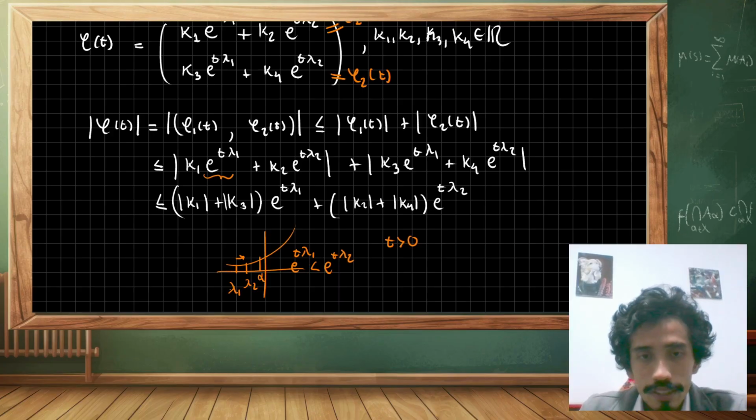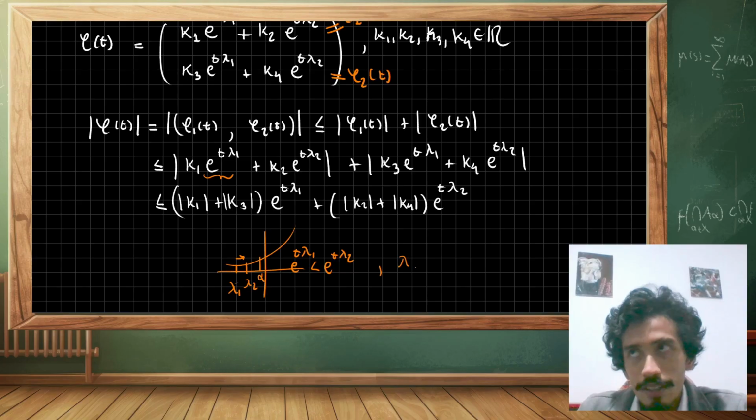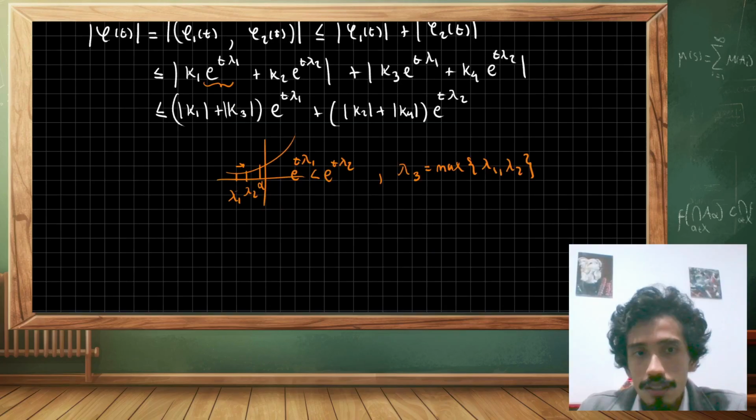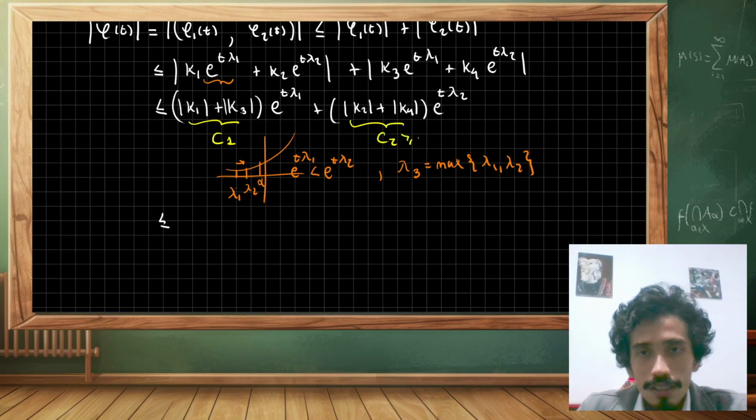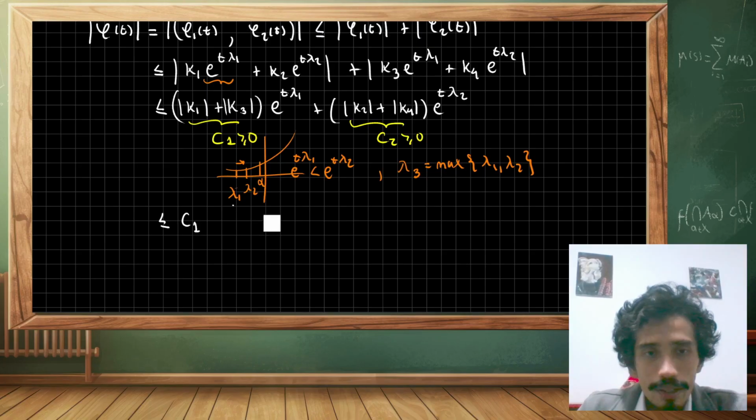Or it will be the other way around, whichever is greater of these two. And in every case we can define some gamma 3, which is the maximum of these two. So we can say, let's call this some constant 1 and this a constant 2, which are like this. So this will be the constant 3 plus, oh wait, you can just put it like this. Nothing wrong with this.